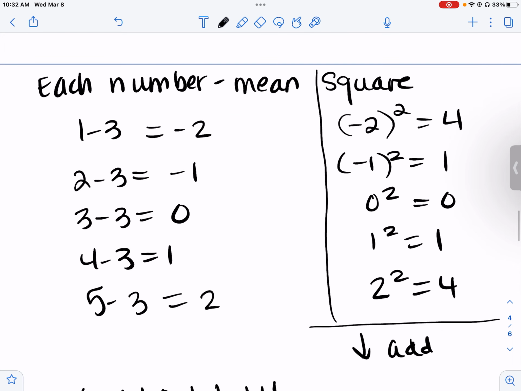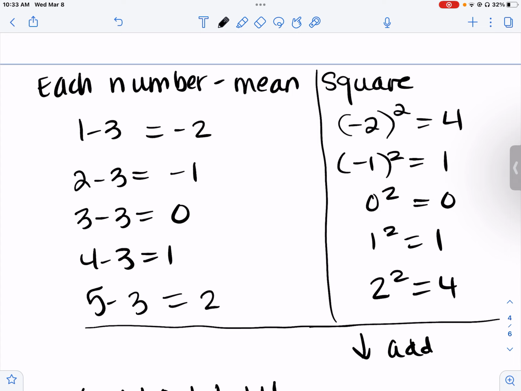Okay, so first we take each number minus the mean. 1 minus 3 is minus 2. 2 minus 3 is minus 1. 3 minus 3 is 0. 4 minus 3 is 1. 5 minus 3 is 2.